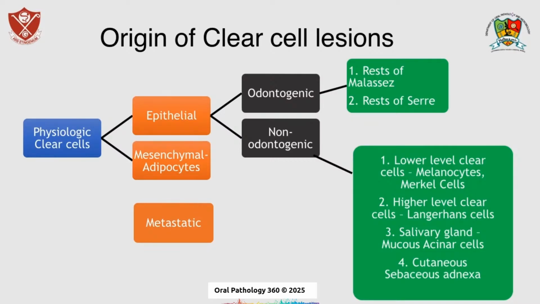The epithelial tumors could be odontogenic or non-odontogenic in origin. The odontogenic mainly from the odontogenic apparatus, basically the cell rests of Malassez and the cell rests of Serres. The non-odontogenic could be of glandular or non-glandular origin. Non-glandular from the melanocytes, the Merkel cells, the Langerhans cells, or the cutaneous sebaceous adnexa. The glandular would be from the salivary gland or the mucous acinar cells, and mesenchymal could be from the adipocytes, or it could be a metastatic tumor.